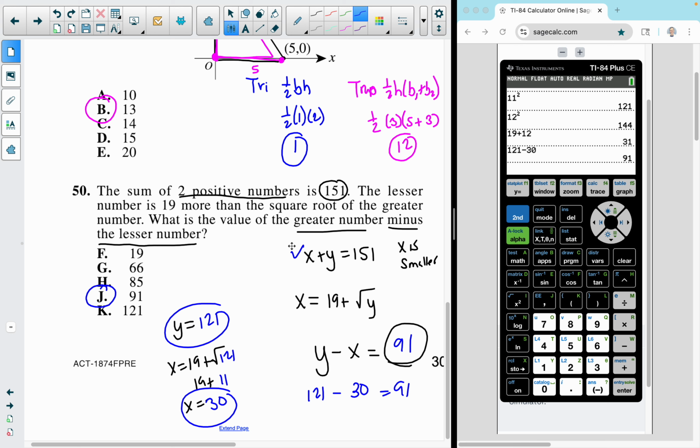It's really important to make sure you go back and figure out what the question is asking, because 121 is an answer choice, and a lot of people will think that's the answer because you just had to figure out what y was. But you have to figure out what y and x were to end up doing the subtraction.